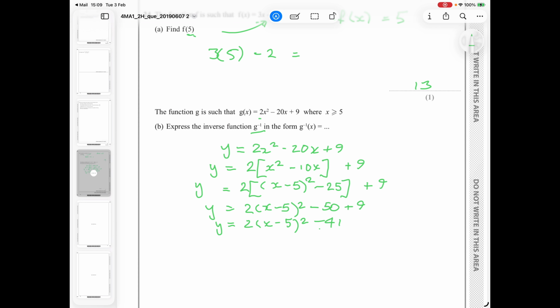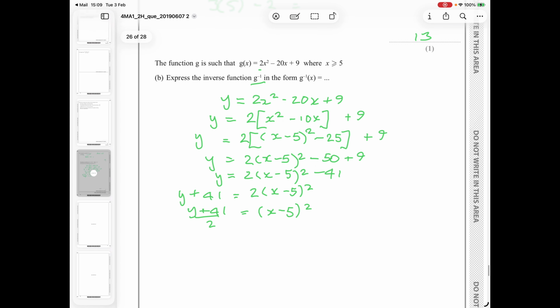So the first thing you're going to do is get rid of the minus 41. So we'll go y + 41 = 2(x - 5)². Then divide through by 2, so we get (y + 41)/2 = (x - 5)². And the opposite of squaring is square rooting. So we then square root both sides, so √((y + 41)/2) = x - 5. And then add 5 to both sides.